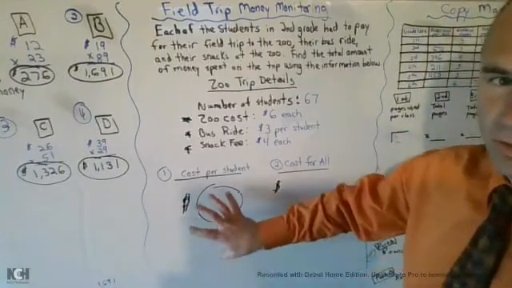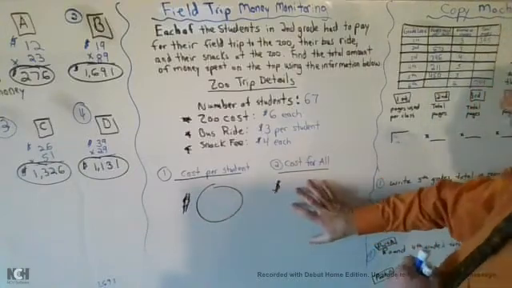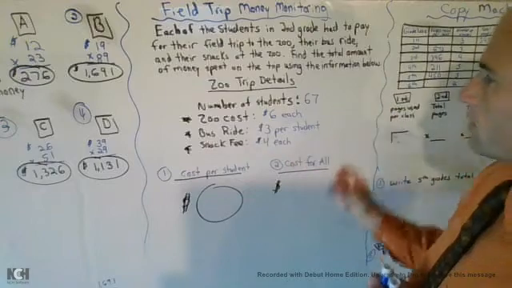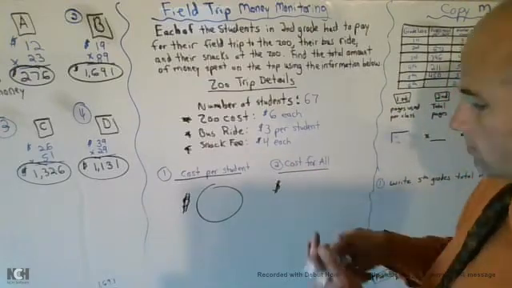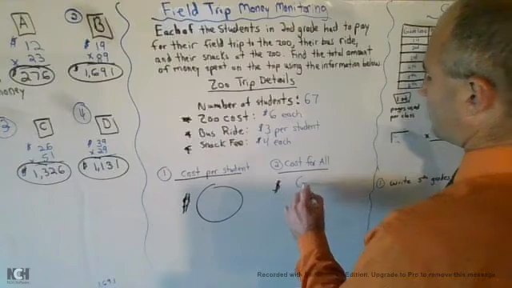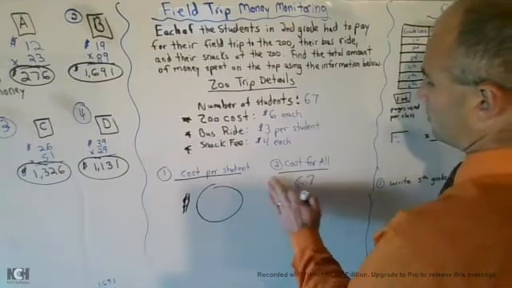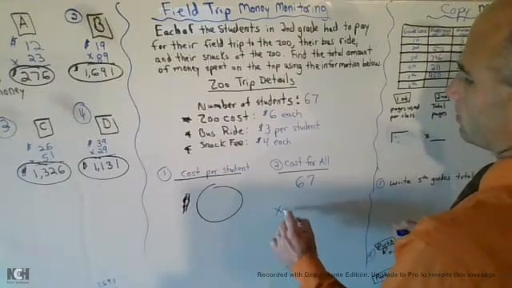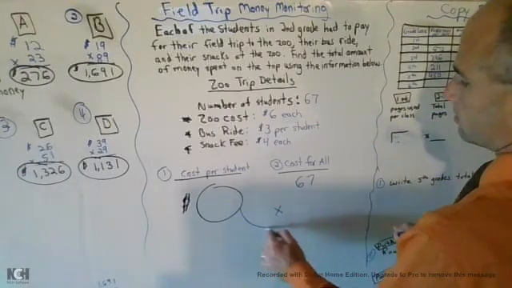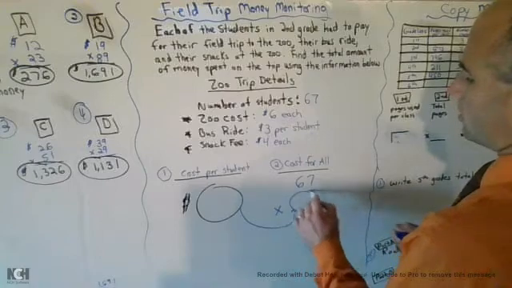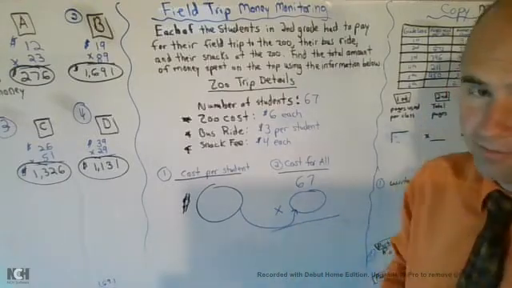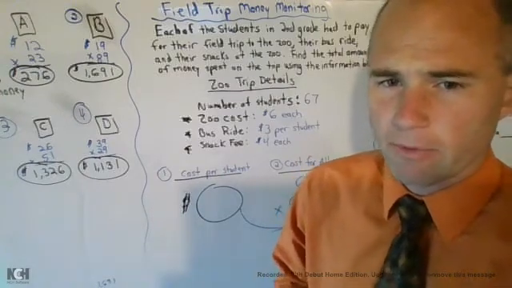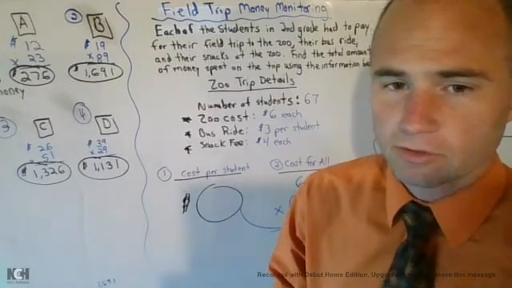Okay, so you have this total here, right? Well, for the next question, they want to know how much was spent for all students. So there were 67 students, right? So you're going to take 67 students times the amount it costs for each student to find out what the total is. So I would go ahead and do that now. Come up with an answer and then submit it on your Google Classroom.